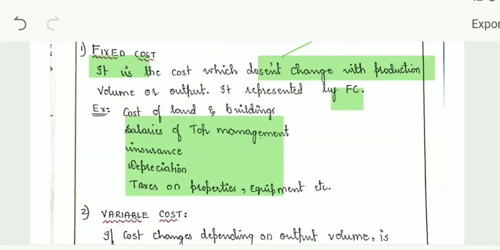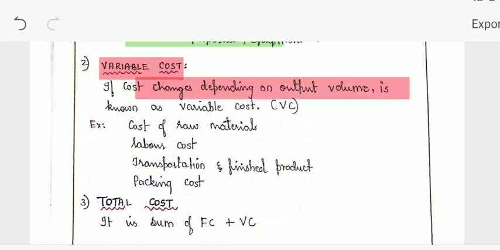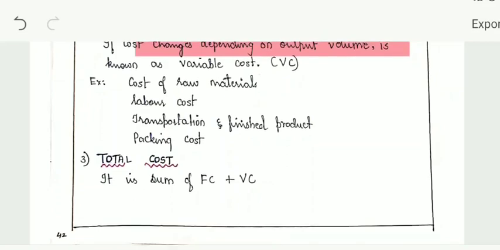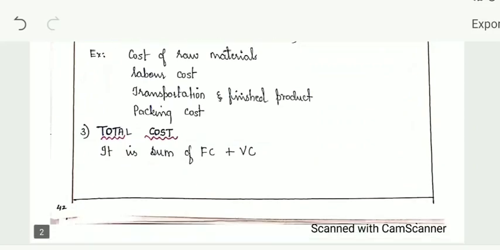Now we'll see what you mean by variable cost. Variable cost means the cost that changes depending upon the output volume. That means your labor cost or the cost of the raw material. Suppose this time you gain profit, next time you will still try to improve the quality of the material. Then come your transportation cost, your packing cost, etc. Then the other thing is your total cost. Your total cost is your fixed cost plus your variable cost.